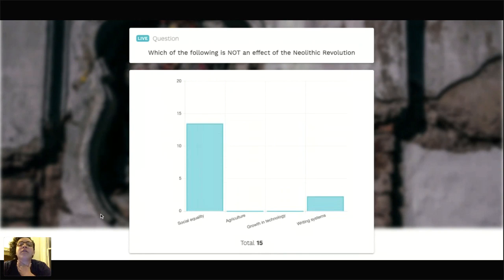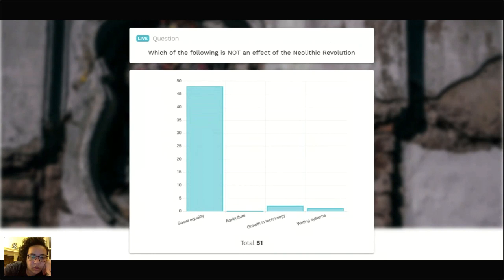Which of the following is not an effect of the Neolithic Revolution? Read closely. Okay, so social equality is not an effect of the Neolithic Revolution. It's the opposite, right? Social inequality is an effect. The rest of them happen because of the Neolithic Revolution.